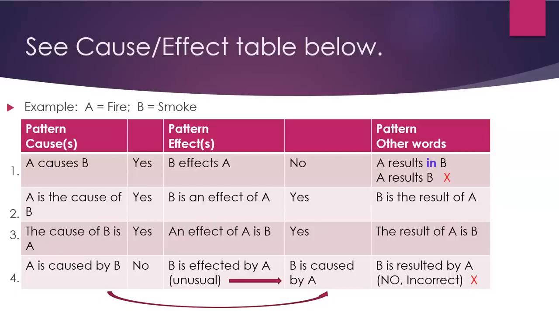How about other words? A results in B. That's okay. But it is not okay to say A results B. B is the result of A. Okay. The result of A is B. Okay. B is resulted by A. No, that's incorrect.